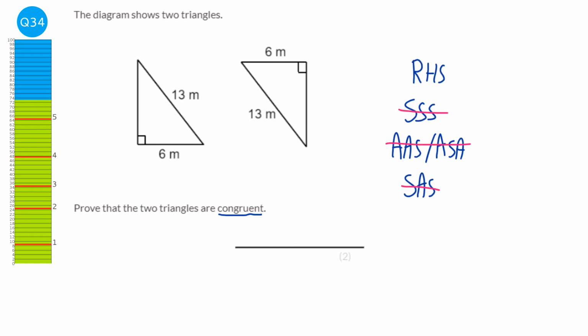But the angle is a right angle. So we've got a right angle on both of them. We have the hypotenuse. And we have a different side that are all equal. So the proof here is RHS.